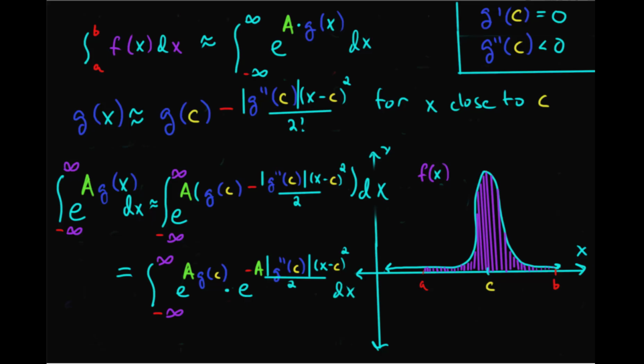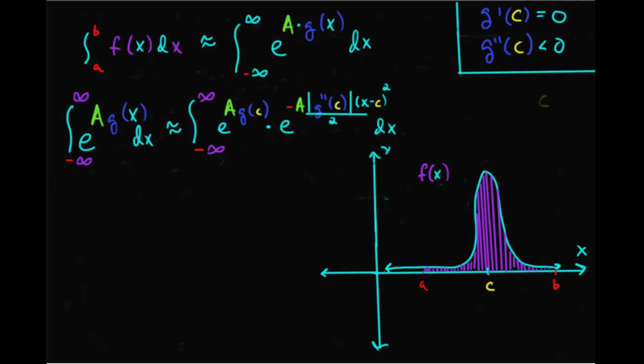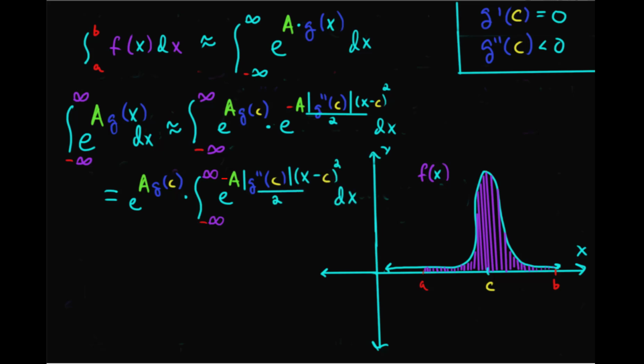But that first term, e to the a times g of c: a is a constant and c is a fixed value, so g of c is also a constant, so I can pull that out from the integral, and I'll have that this equals e to the a times g of c times the integral from negative infinity to positive infinity of the function e to the negative a times the absolute value of g double prime of c times x minus c quantity squared over 2 dx.